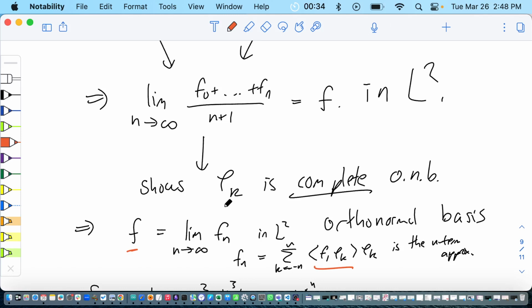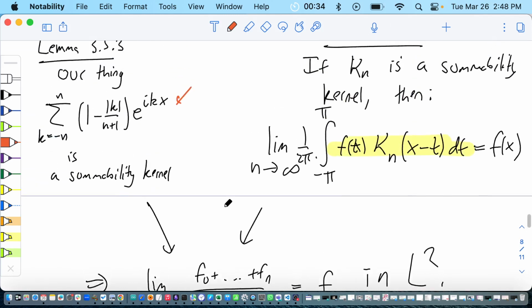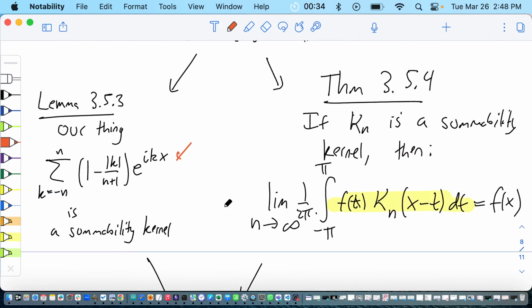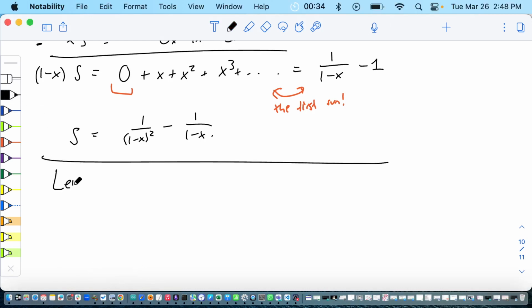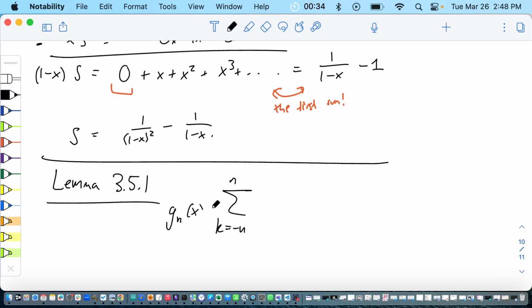Okay, so let's prove this summability kernel thing. And the first thing we're going to do is find a nice formula for this guy. Here's the nice formula, and it has a name in the textbook, which I will copy now, which is lemma 3.5.1, which is that the sum of k going from minus n to n, this is what we call gn of x.